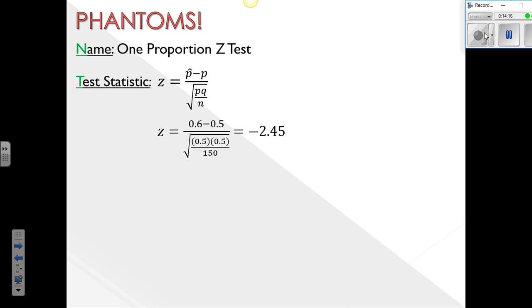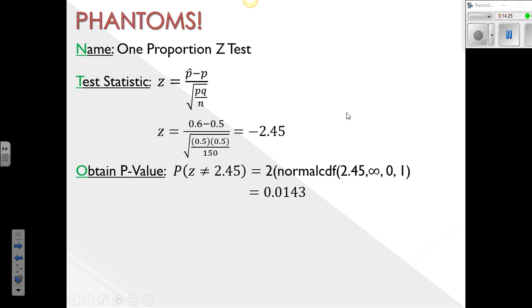Now notice here that in my PowerPoint we have a negative. It doesn't matter, because remember that you can double this area and you're going to get that 0.0143.